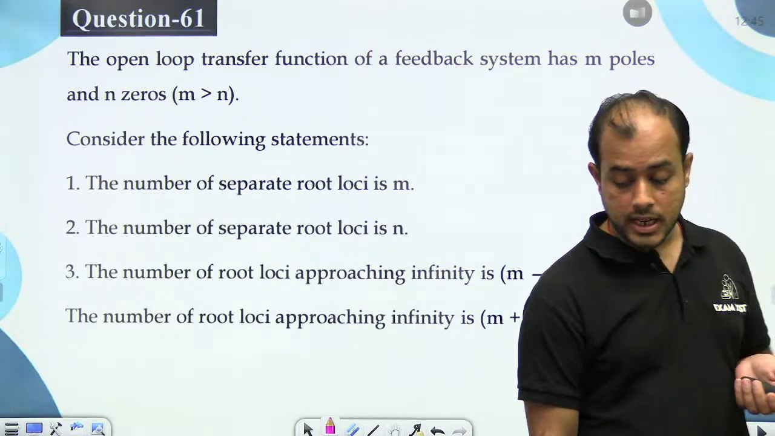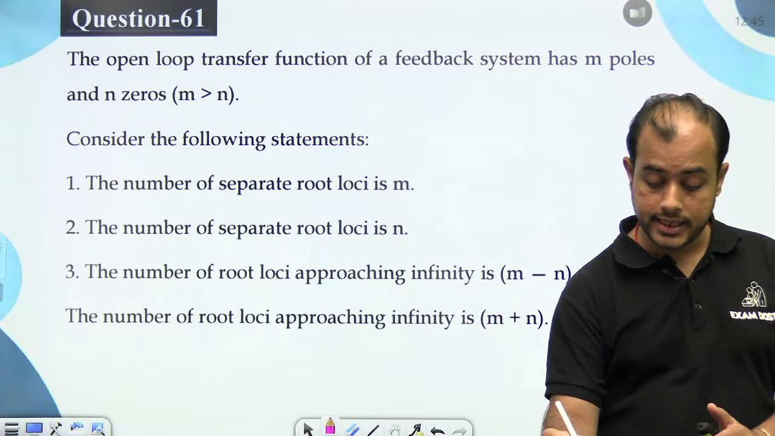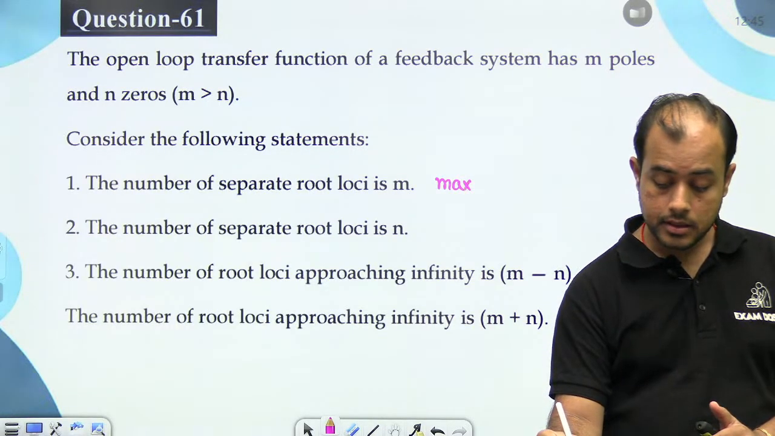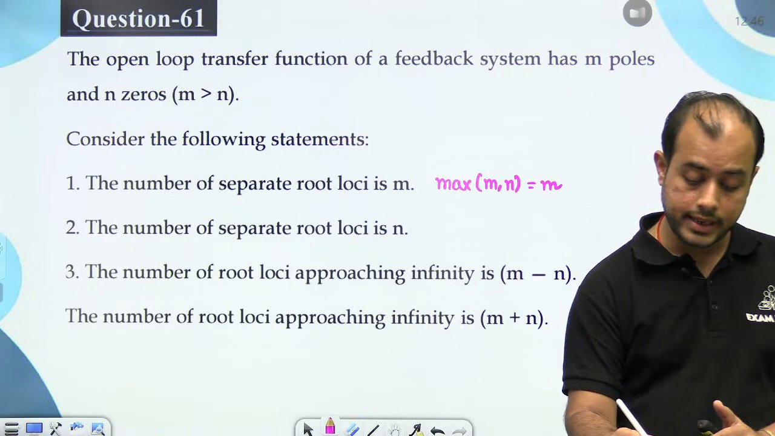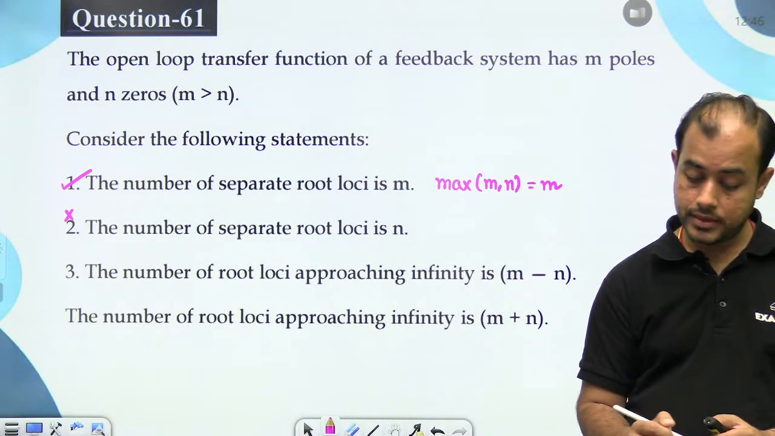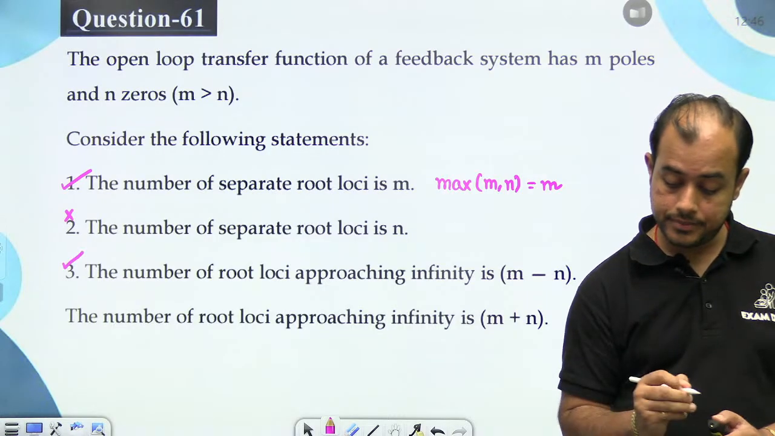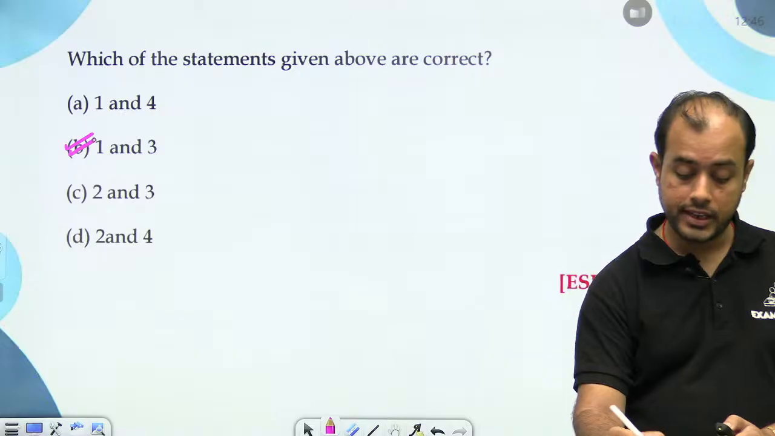Next, open loop transfer function has m pole n zeros. M is greater than n. Since m is greater than n, separate root loci are m. Separate root loci n, no. Approaching infinity, yes, m minus n. ESE 2005, 1 and 3.